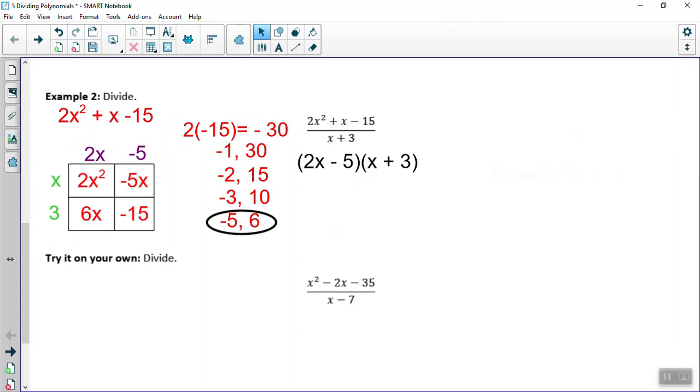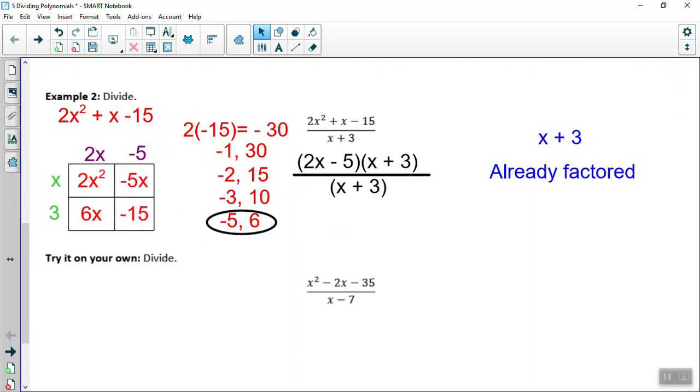So now when we go to factor the denominator, x plus 3, it's already factored. There's nothing I can do. There's no GCFs. It's not a trinomial. It's not a quadratic, there's no x squared. There's nothing I can do. We call that prime. So there's nothing more I can do to that one. So I'm going to bring it down.